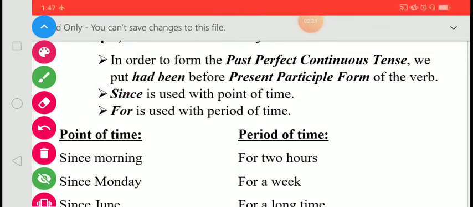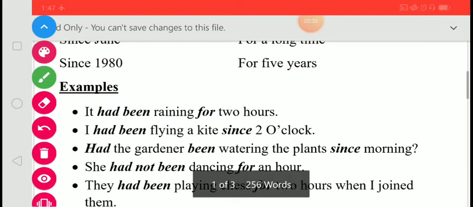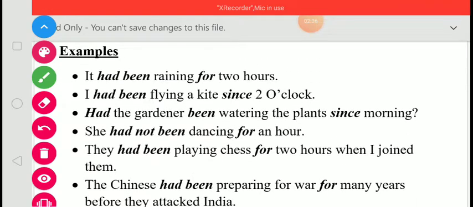Okay students, let us go through some examples. Present perfect continuous tense shows that the action started in past and it is going on still in present, while past perfect continuous tense shows that the action started in past and was still going on in past. Okay, let's go through some examples.